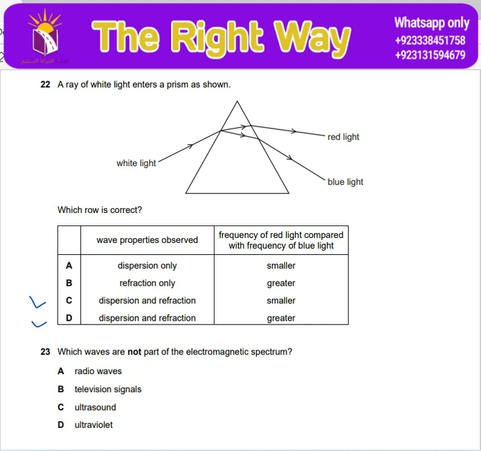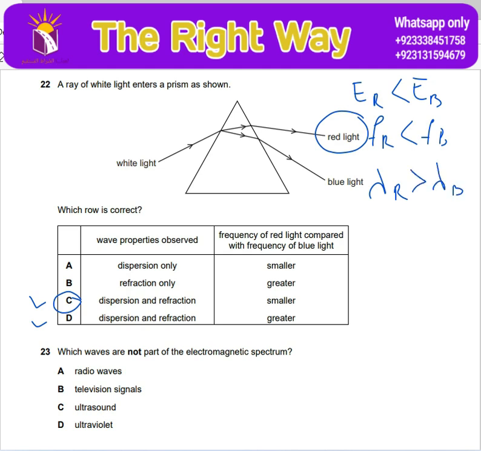Frequency of red light compared with the frequency of blue light. For this purpose, we know that energy of red light is less than energy of blue light, and the frequency of red light is also less than the frequency of blue light. So the frequency of red light when compared with blue light will be smaller. And another piece of information: the wavelength of red light is greater than the wavelength of blue light.